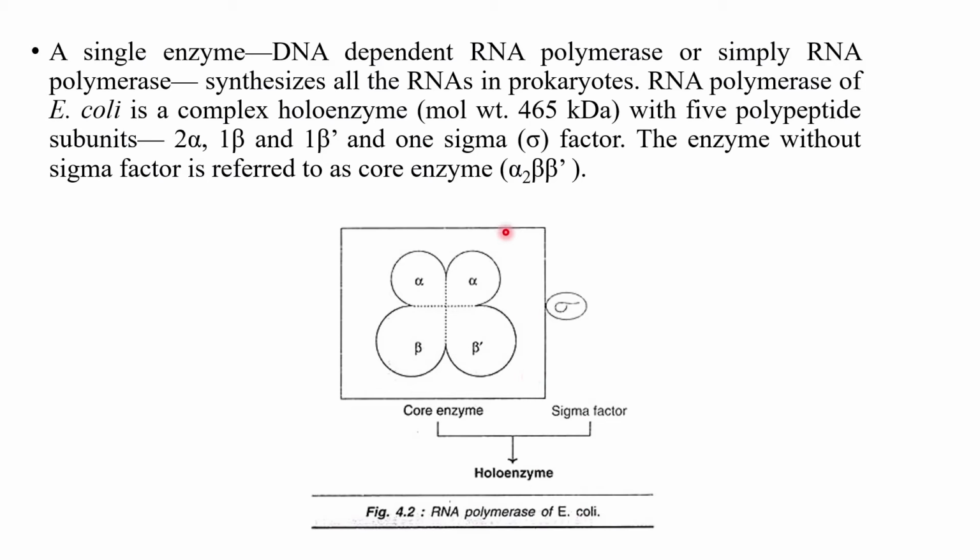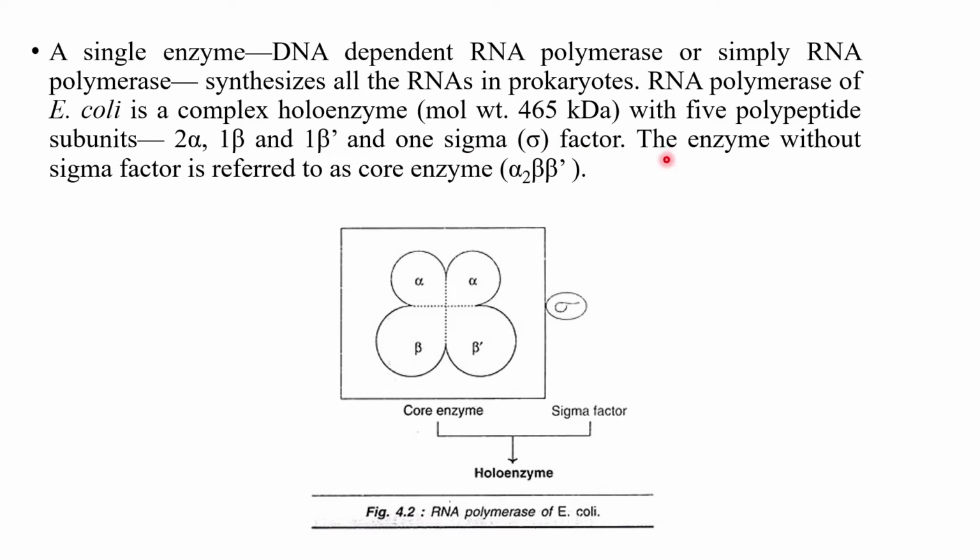Next, a single enzyme, DNA dependent RNA polymerase. The enzyme responsible for transcription is known as RNA polymerase, and with the help of DNA it is also called DNA dependent RNA polymerase, with 5 polypeptide subunits: 2 alpha, 1 beta, 1 beta dash and 1 sigma factor.